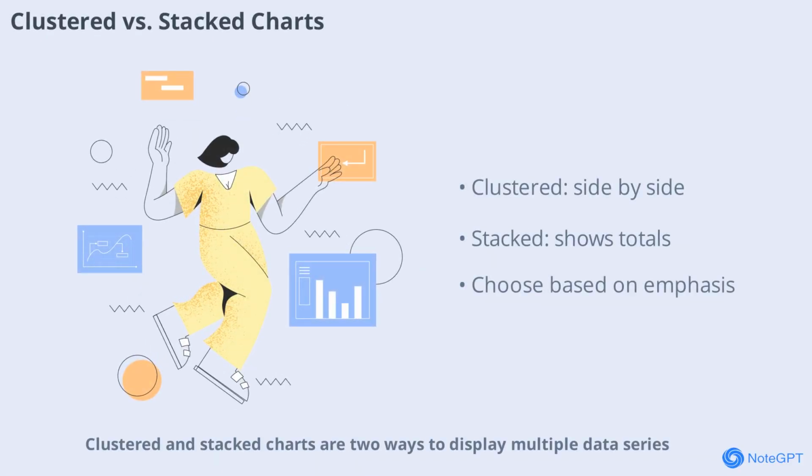Clustered and stacked charts are two ways to display multiple data series. Clustered charts place bars or columns side by side, making it easy to compare values within categories. Stacked charts, on the other hand, stack values on top of each other, showing the total and the contribution of each series. Choosing the right style depends on whether you want to emphasize individual values or the overall total.